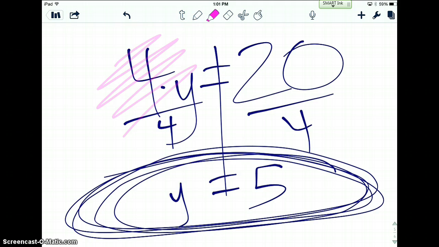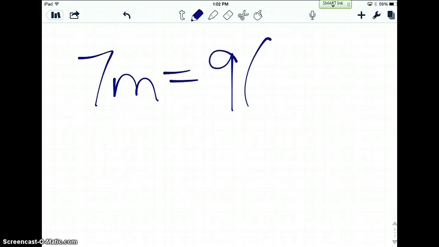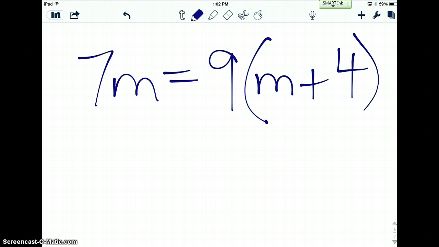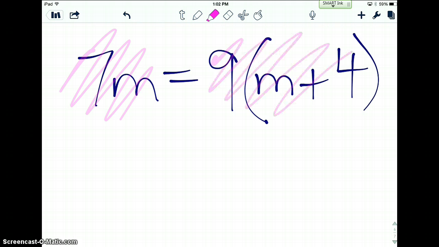Okay, we're going to work through one more. And that problem is going to be, I'm going to make it tricky on you. How about 7m equals 9 times the quantity of m plus 4? Whew, take a deep breath. We can do this. Okay, looking at the left-hand side, can you simplify that more? No. All right, looking at the right-hand side, could you simplify that? Yeah, you could, because you could use the distributive property.